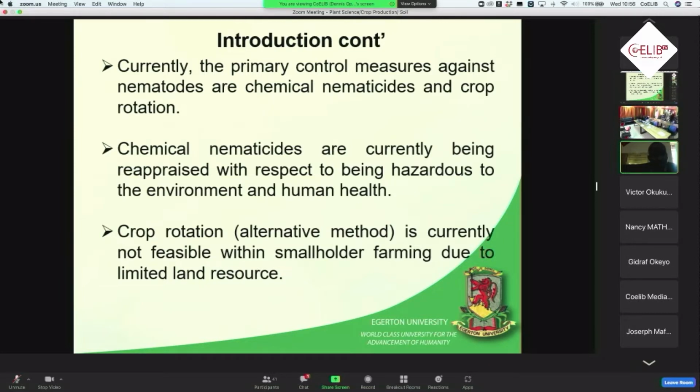Previous slide. You find that currently root knot nematodes are being controlled by use of chemical nematicides and crop rotation. And you find that chemical nematicides are currently being phased out with respect to being hazardous to the environment and also human health. On the other hand, you find that crop rotation is currently not feasible within smallholder farmers due to their limited land resources.